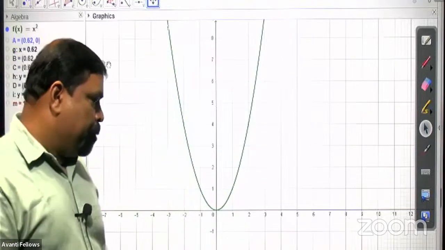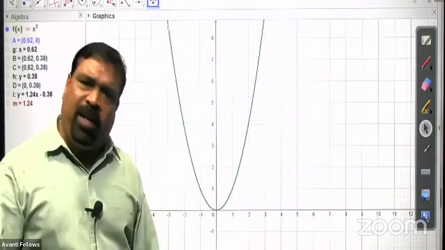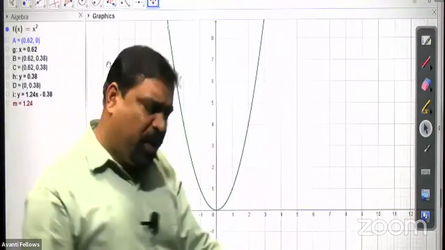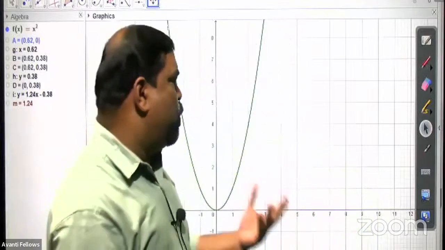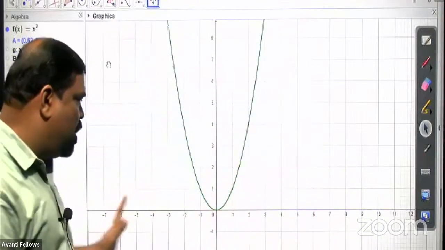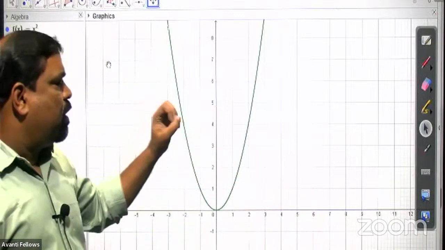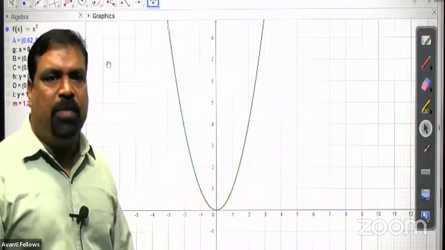Is it increasing? The domain of the function is all real numbers. Remember, any polynomial function has domain all real numbers. In particular, x square is a polynomial function, so the domain is all real numbers. So my question is, what can you say about the nature, increasing or decreasing, from the graph?